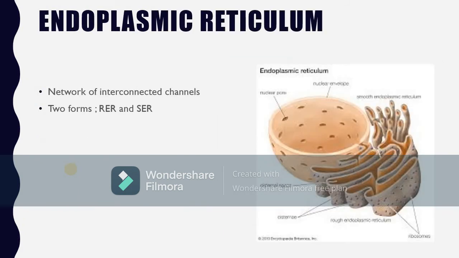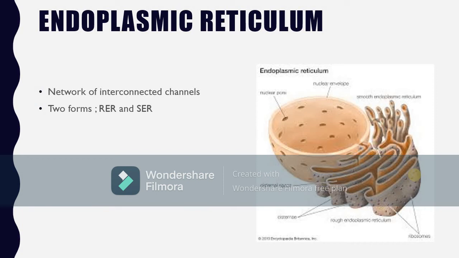Next organelle is endoplasmic reticulum. Endoplasmic reticulum is the network of interconnected channels. It has two forms, rough endoplasmic reticulum and smooth endoplasmic reticulum. Rough endoplasmic reticulum is so named because of its rough appearance. As you can see in this figure, these ribosomes are present on it. That is why it gives the rough appearance, and it is called the rough endoplasmic reticulum.